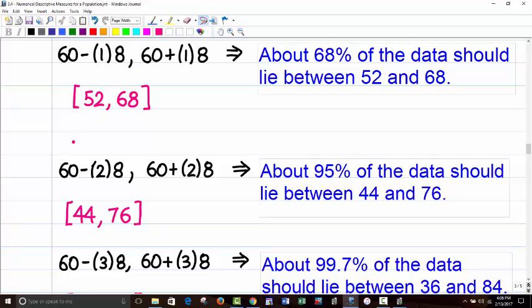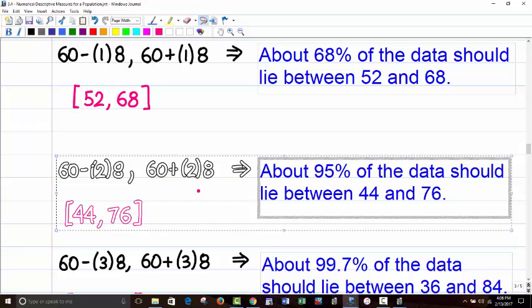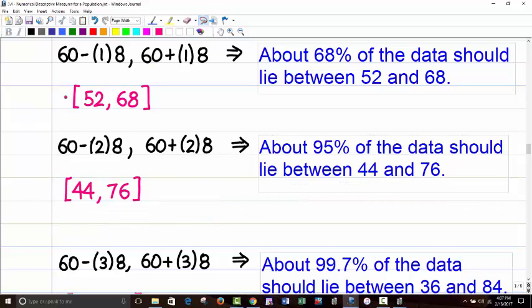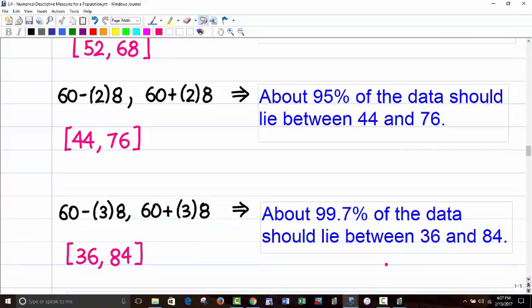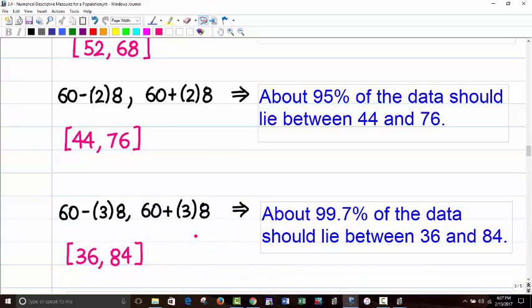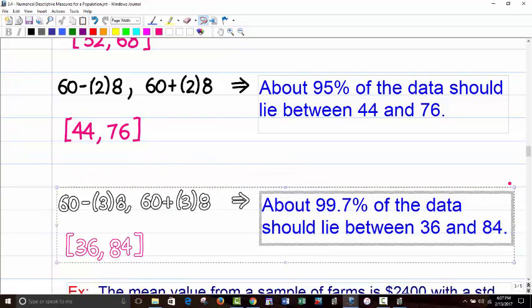The next one, suppose we take the mean minus 2 times standard deviation. So it's 60 minus 2 times 8, 60 plus 2 times 8. So we get an interval of 44 to 76. Obviously, that's a wider interval than our first one, so needless to say, you're expecting more numbers to be in there. Therefore, that's where the 95%.